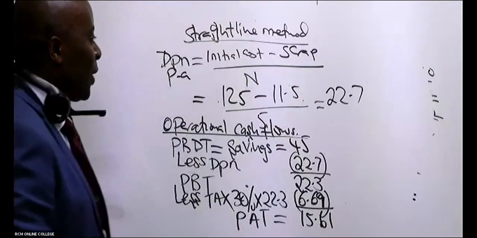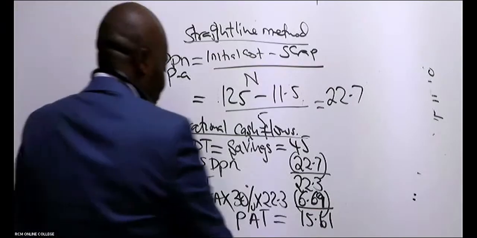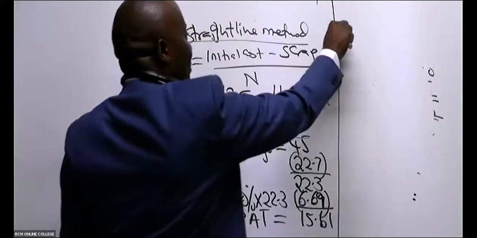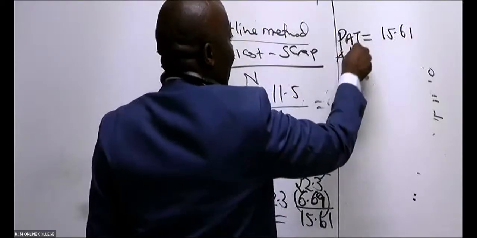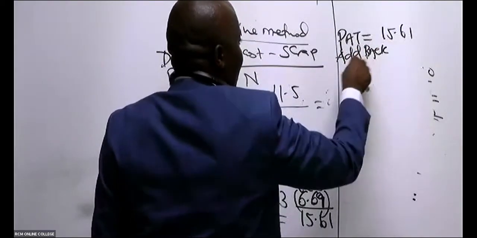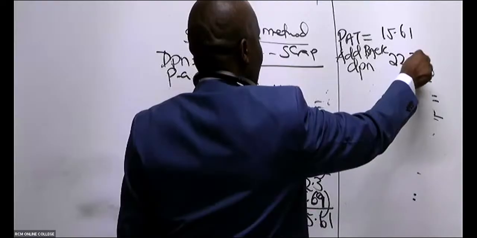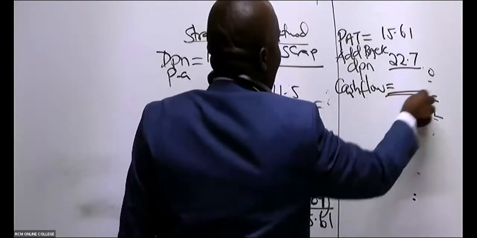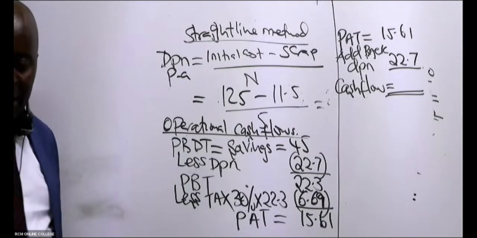So having gotten this profit after tax, because of the size of my board, I have to write somewhere. I'm squeezed board-wise because of the camera. So profit after tax is 15.61. We come and add back non-cash, so we add back depreciation of 22.7. We are adding back for us to get what we call operational cash flow, which in this case is 38.31.